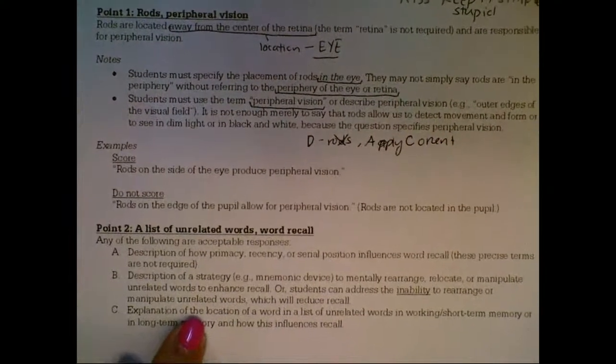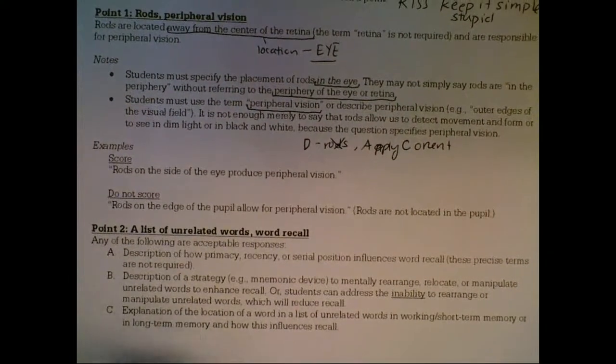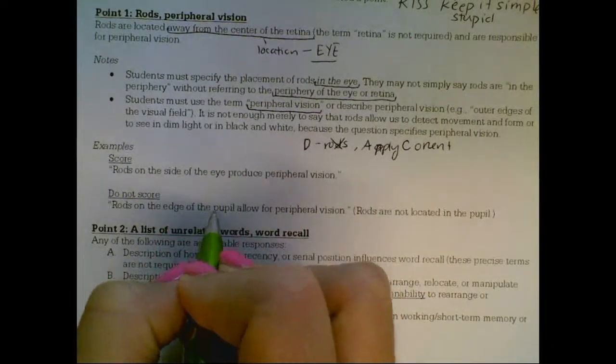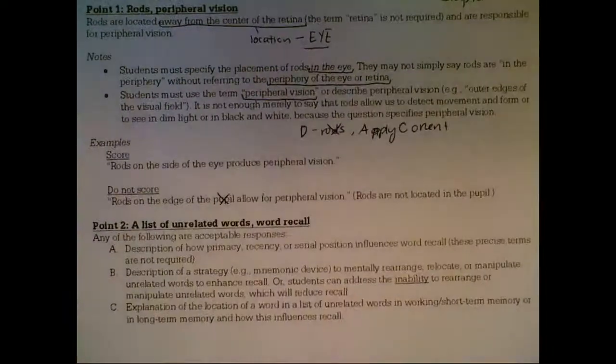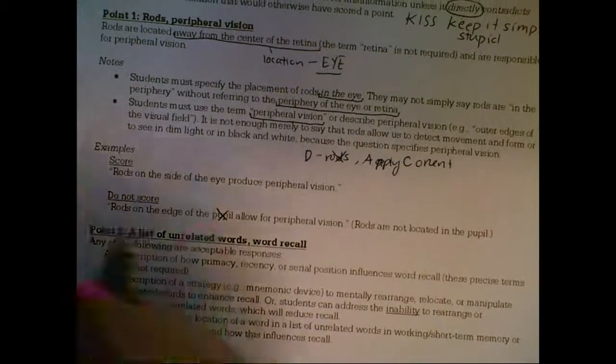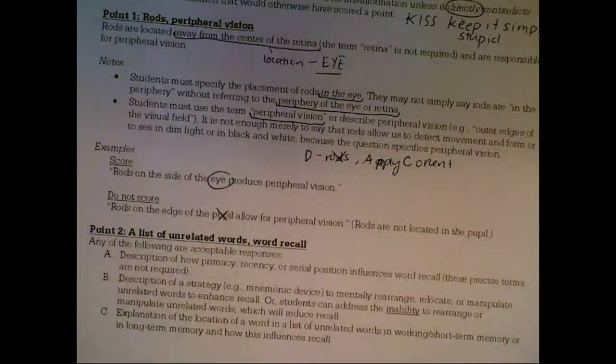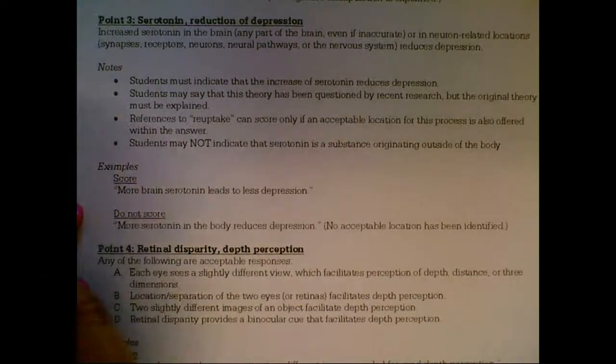Rods on the edge of the pupil allow for peripheral vision because rods are not located in the pupil. So see how we tried to get too specific here, and this ended up being wrong, okay? That's saying the eye was general enough to get credit. All right, let's move on to point number 2 in your notes.